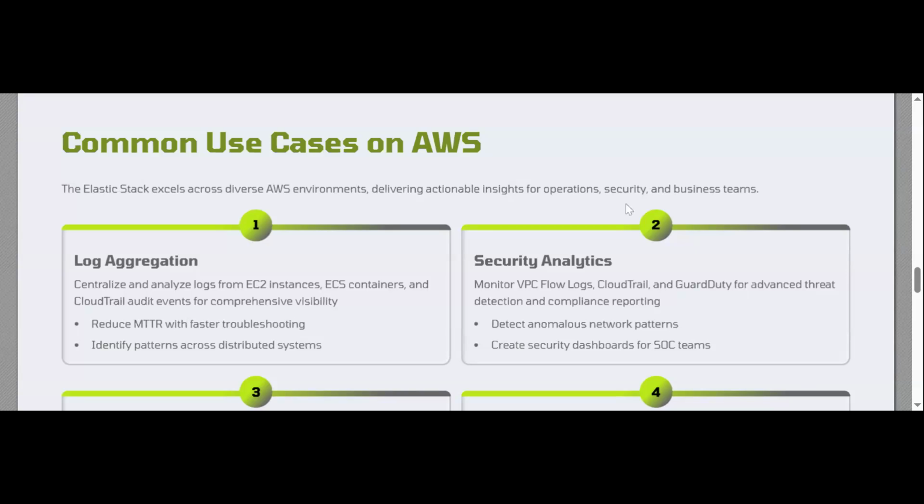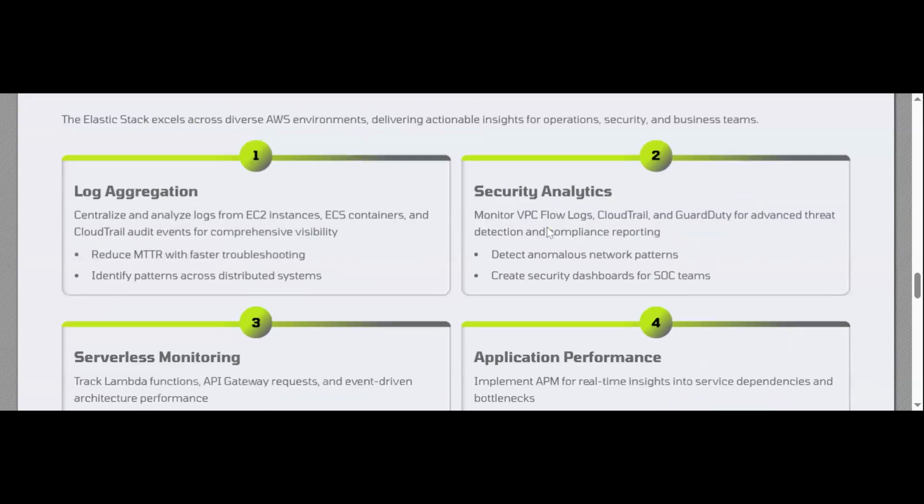Reduce the MTTR with fast troubleshooting. MTTR means mean time to resolution. Identify patterns across distributed systems. Security analytics: mainly monitoring VPC flow logs, CloudTrail, and GuardDuty for advanced threat detection and compliance reporting. Detect data anomalies and network patterns, and create security dashboards for SOC teams. That is SOC analysts, the Security Operations Center teams, who can analyze it.